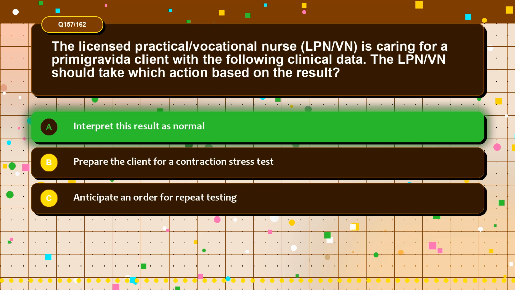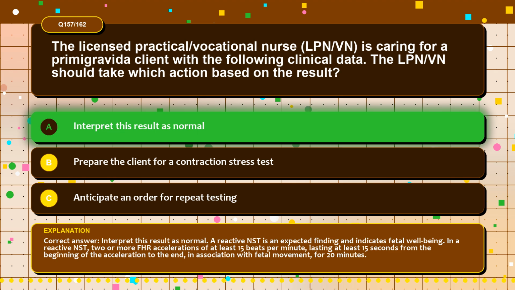The correct answer is option A. Interpret this result as normal. A reactive NST is an expected finding and indicates fetal well-being. In a reactive NST, 2 or more FHR accelerations of at least 15 beats per minute, lasting at least 15 seconds from the beginning of the acceleration to the end, in association with fetal movement, for 20 minutes.